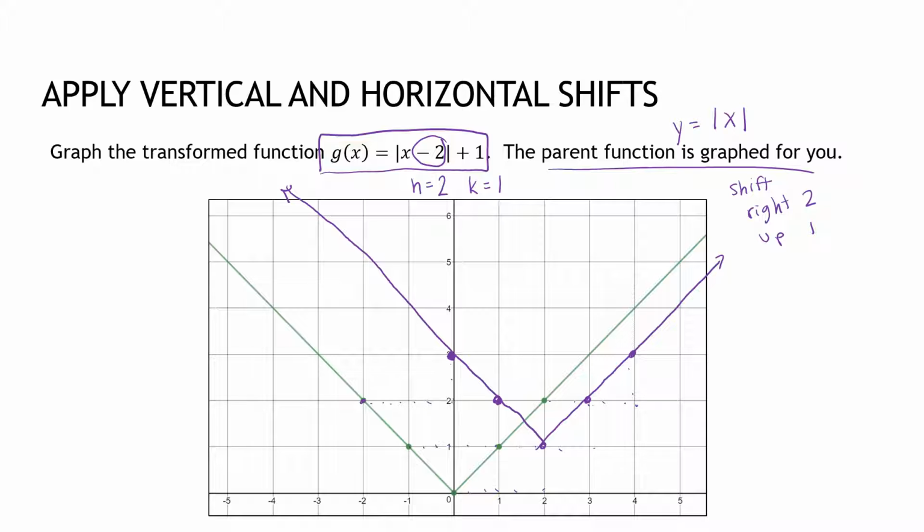So I could go through and say this is the point 0, 3, and this is the point 1, 2, etc. But I don't have to, it just says to graph it.